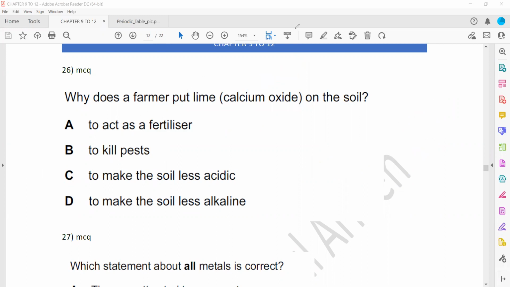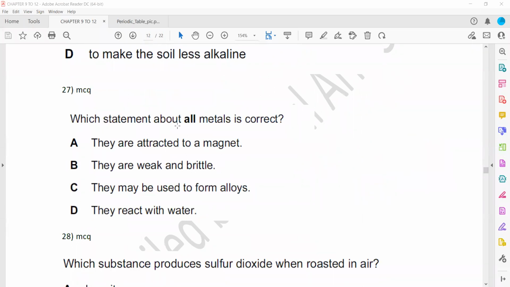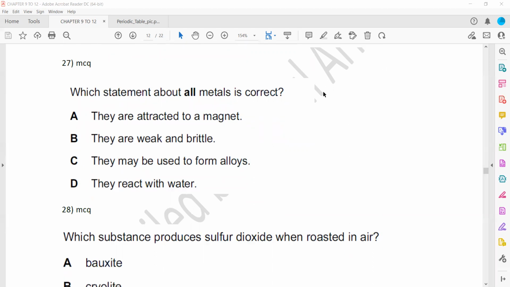Is the metal oxide a base? Basic oxide, yes, a base. But when in the exam they ask you to define the term base, don't say metal oxide is a base. Write the standard definition of a base: a substance that can accept a proton is called a base.